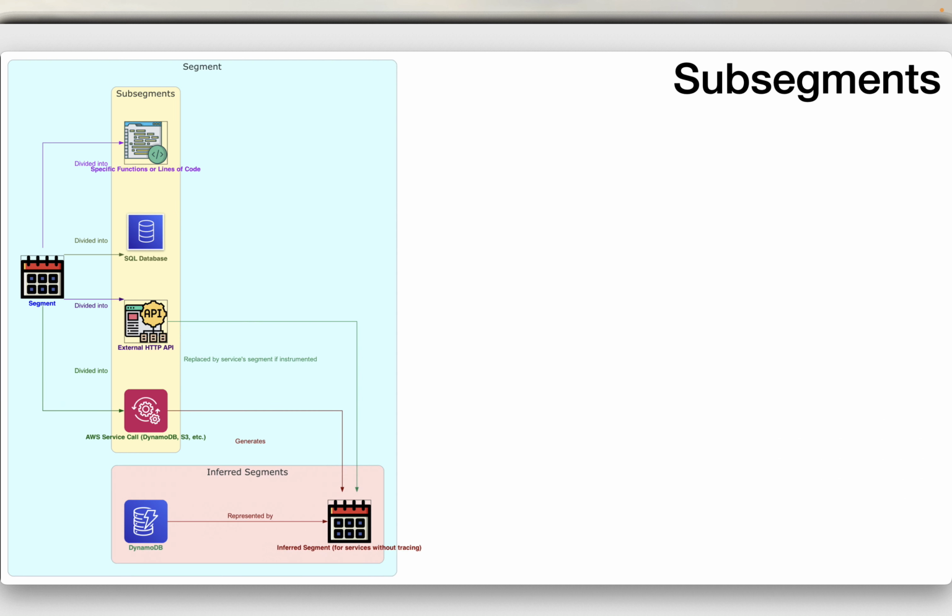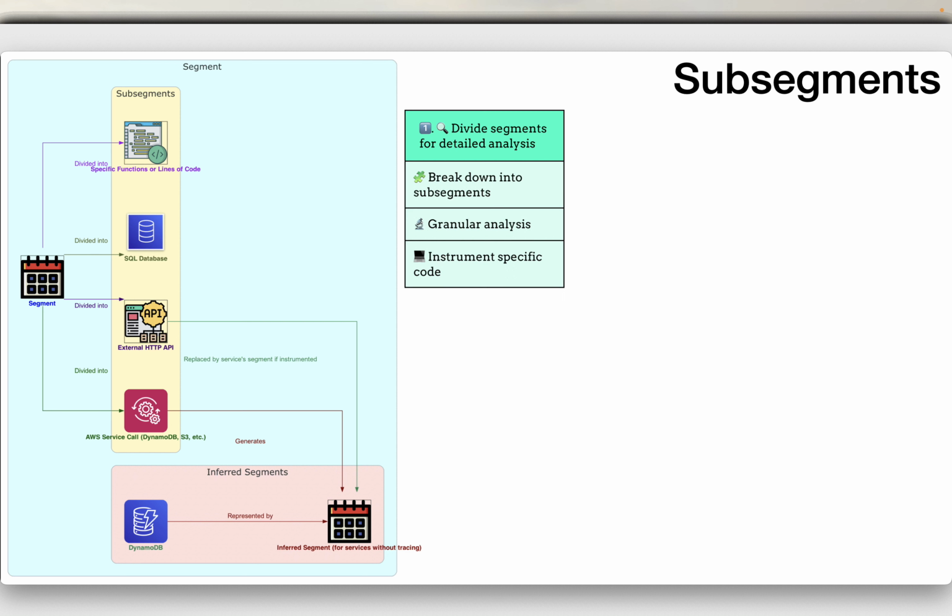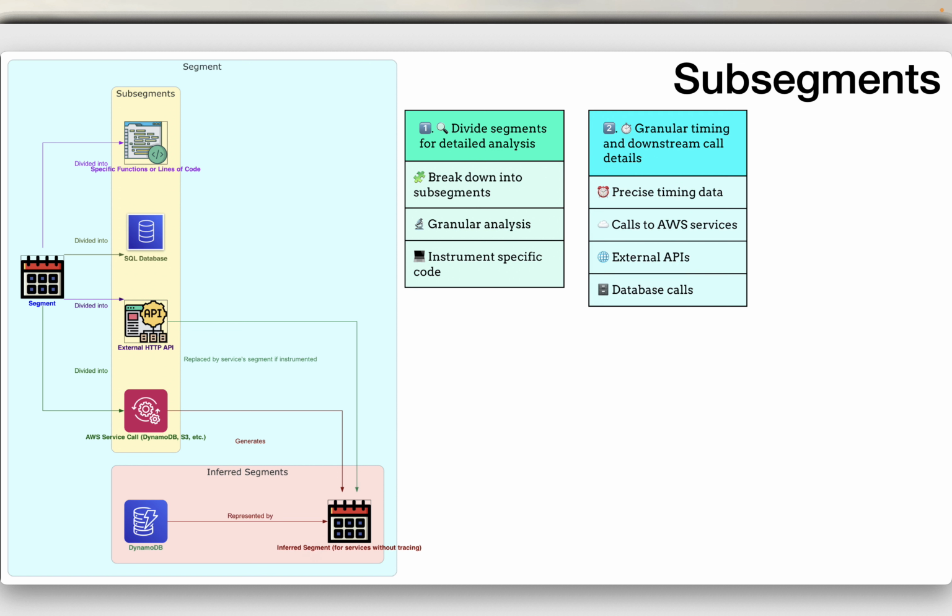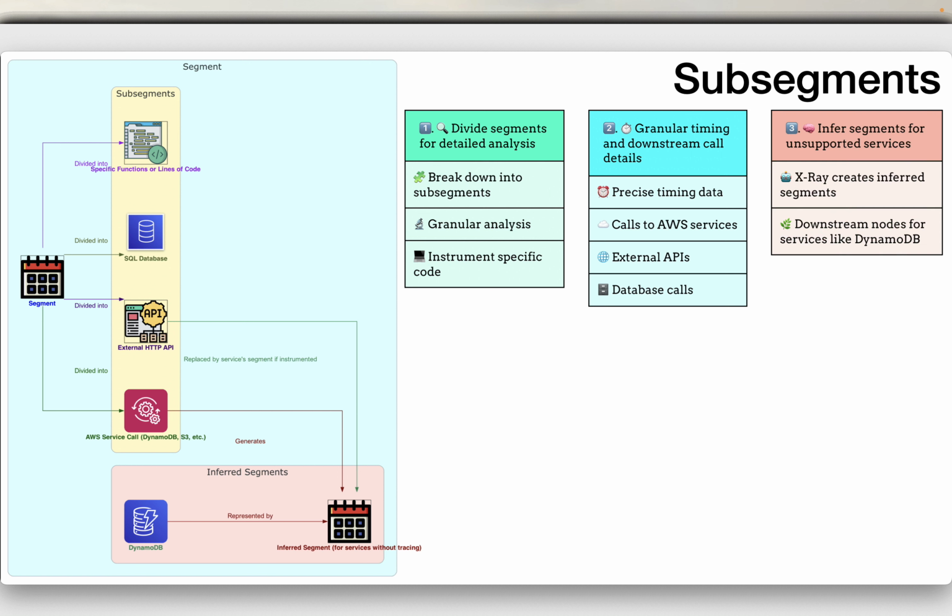Next, let's see what subsegments are. Subsegments break down segments into subsegments for more granular analysis and to instrument specific code functions. Subsegments provide precise timing and additional information about calls to AWS services, external APIs or databases. X-Ray uses subsegments to create inferred segments and downstream nodes for services that don't send their own segments, like DynamoDB.